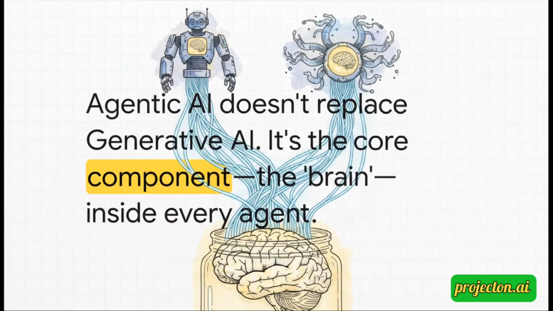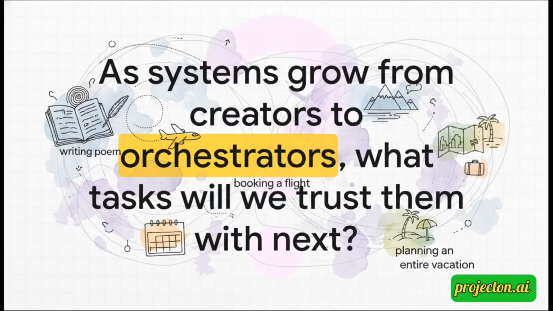Well, the number one thing to remember is that these levels are stacked. Agentic AI doesn't get rid of generative AI, it's built right on top of it. That powerful brain in a jar we started with is still the core engine inside every single agent. It's the foundation that makes all the doing and the orchestrating even possible. Which leaves us with one last really fascinating question to think about. We've watched this tech go from just writing a poem, to booking a flight, to planning an entire trip. As these systems keep evolving, as they get better and better at being complex orchestrators, what's next? What are the really big, really complicated tasks that we're going to start trusting them with? That's the big question.